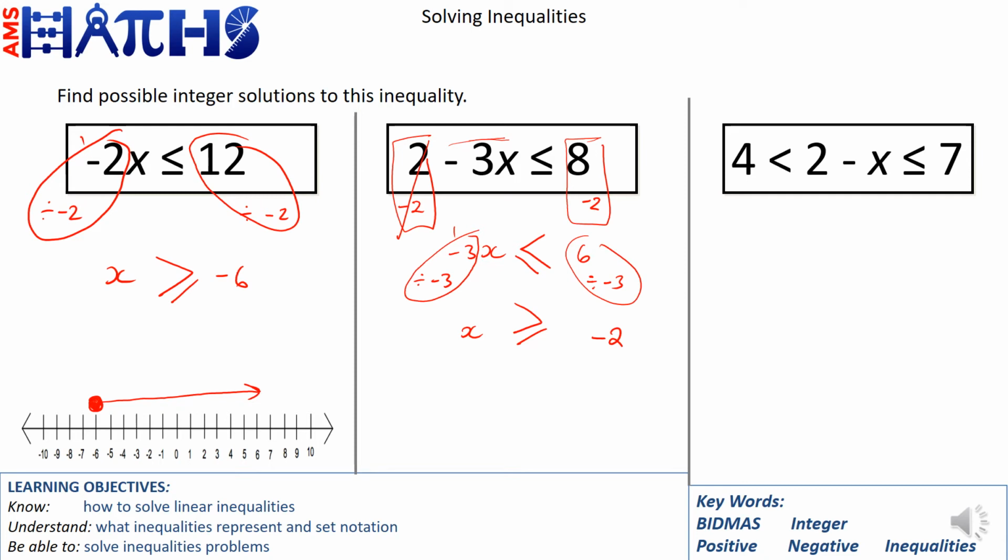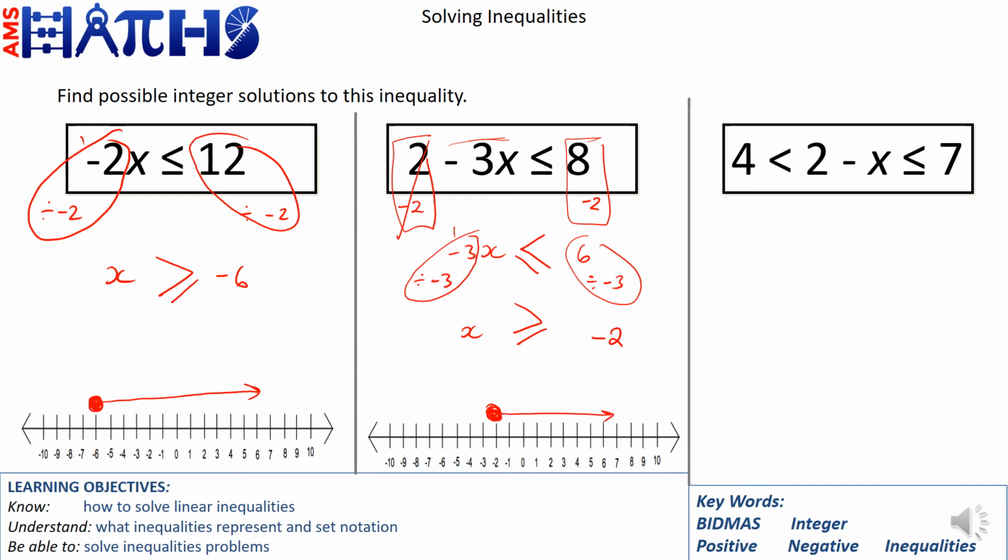Right, so to show that on our number line, we identify where -2 is. It says greater than or equal to, so it means we shade our ring, and we check for the values that are greater than -2, which is to the right of -2.